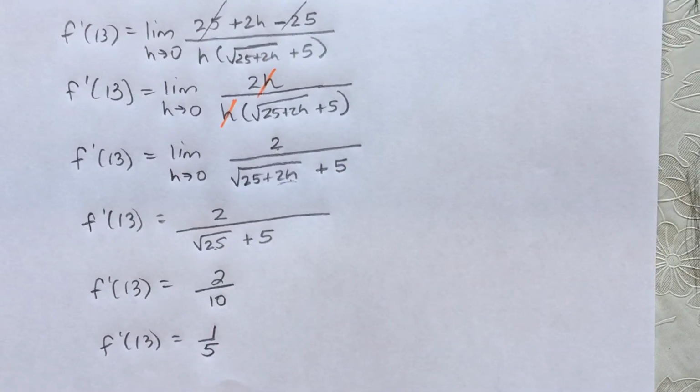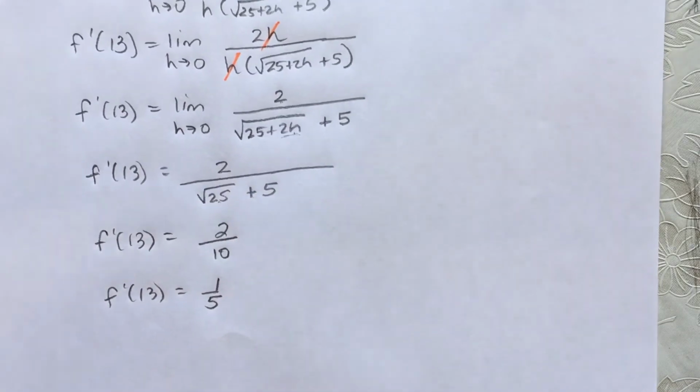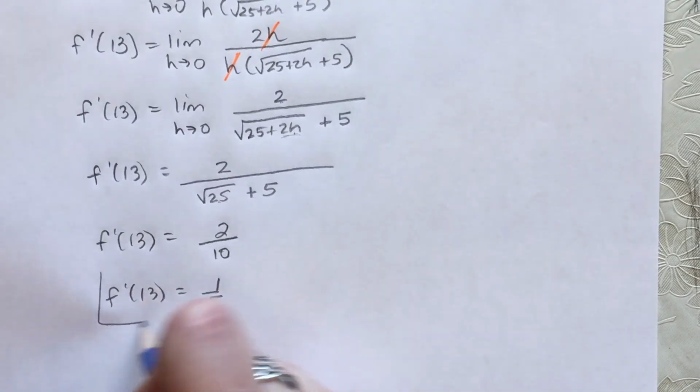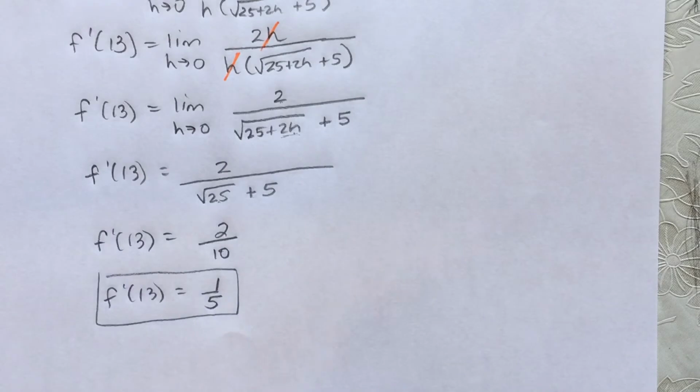So the question said, given f at x is the square root of 2x minus 1, find f prime at 13 and explain its meaning. So we found f prime at 13, but we need to explain its meaning. So what does this mean? Well, f prime at 13 means the slope of the tangent at the point where x is 13.